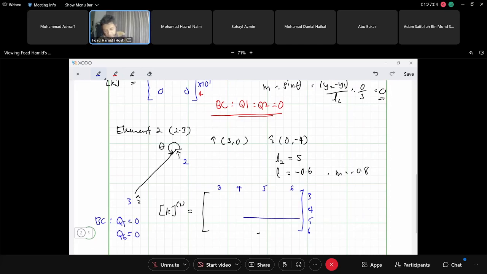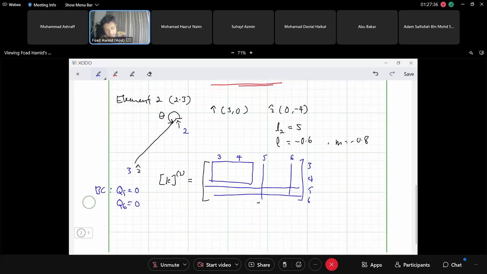So we know that 5 and 6 are not going to be useful because any number times Q5, which is 0, is equal to 0. Instead of having 4 unknowns, we are only having 2 unknowns. So what is of interest is only this element here.